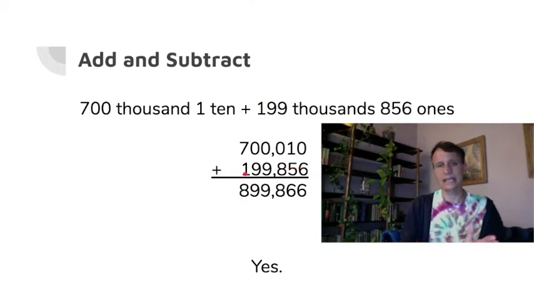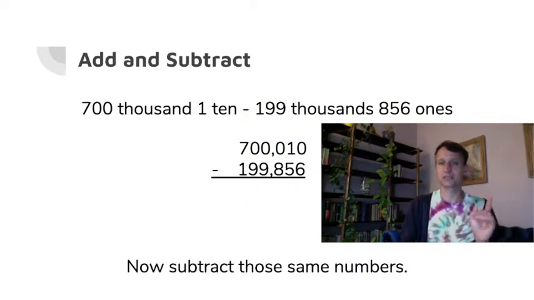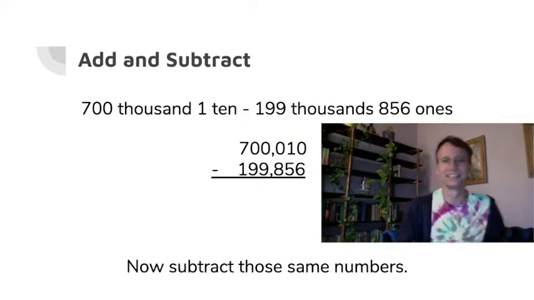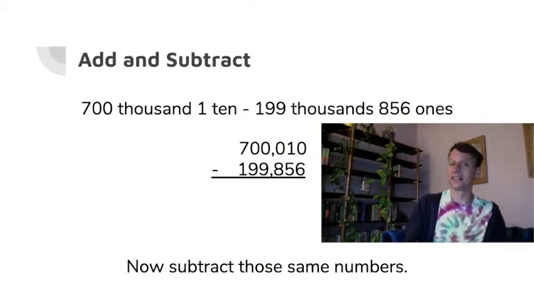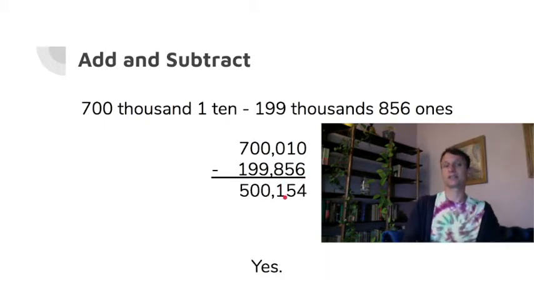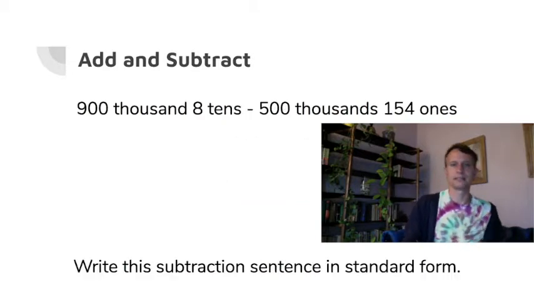And did you get 899,866? Yeah, and you probably got that a little quickly even, because was there any regrouping there? Not a one. Guess what? I got a treat for you. Now subtract those same numbers. And when you are done with all that heavy-duty regrouping, you should have 500,154. Great.